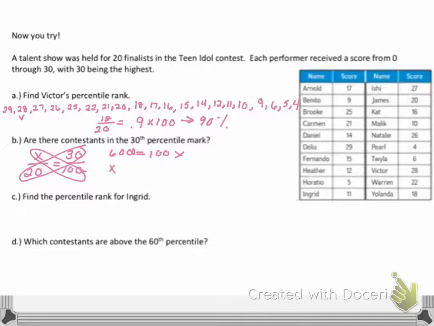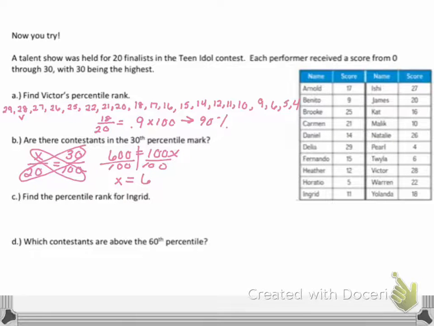And then I would divide by 100, and that tells me he needs to score more than, oh, that does not sound right. 20 times 30. Oh, I was right with 600. Whoops. Let me just try that again. So 30 times 20, 600 is equal to 100x. And then I would divide by 100. And I get that we need to score better than 6 people.